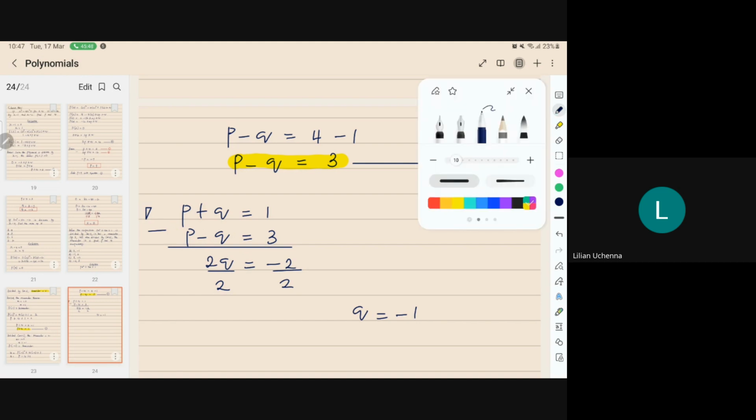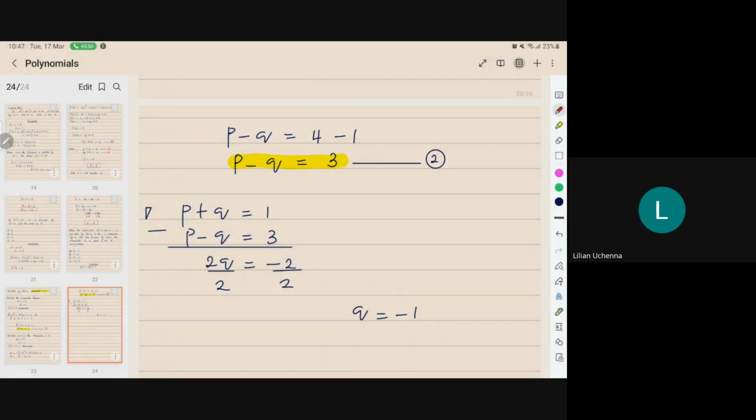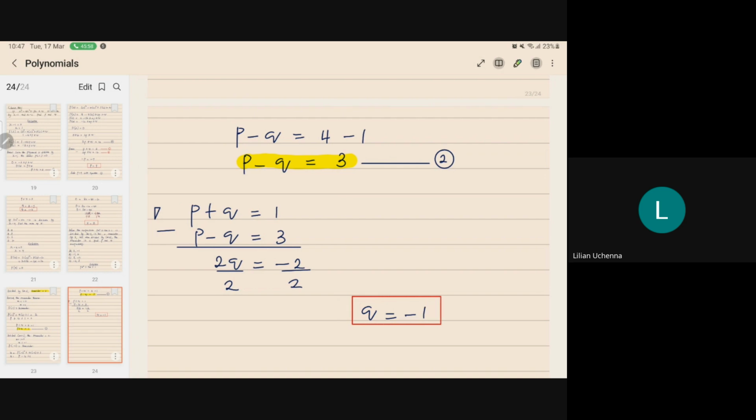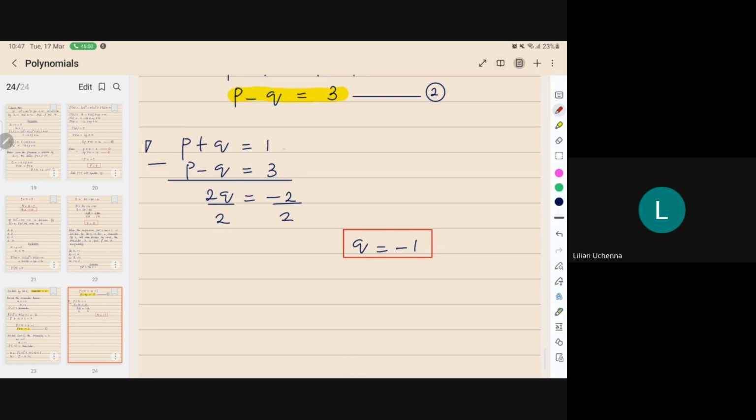Now we can plug in the value of q into any of the equations. I think I'm going to use equation number 1 to make things easier. For any one you want, it works entirely. So remember that this is your equation 1, and this is your equation 2. So substitute q into equation 1.